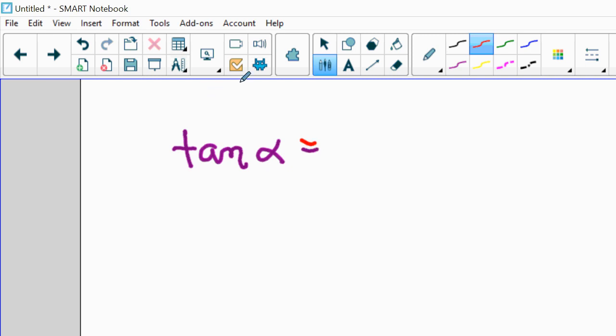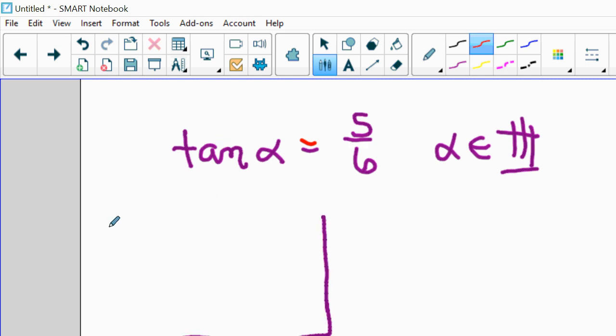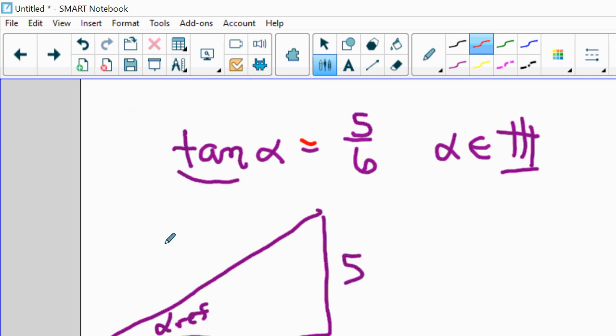Tangent alpha equals 5 sixths, alpha in the third quadrant. Then you can draw an alpha reference triangle. And you say TOA because you got tangent. 5, 6, 36 plus 25, square root of 61.